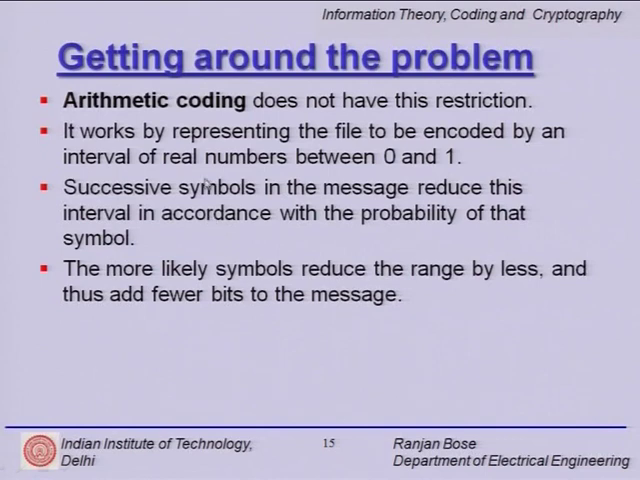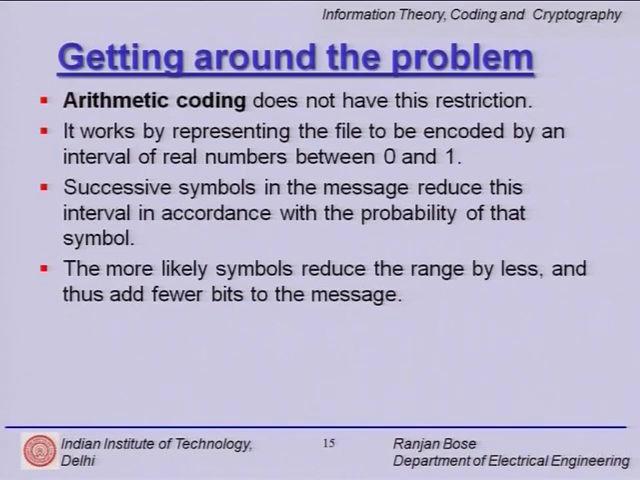So it works by representing the file to be encoded. What do you mean by file to be encoded? Let us say we have symbols, your English language text, you can have images, you can have any other representation, a string of symbols, but in this case let us just talk about a series of English alphabet. So we have to compress this file which has several English alphabet.